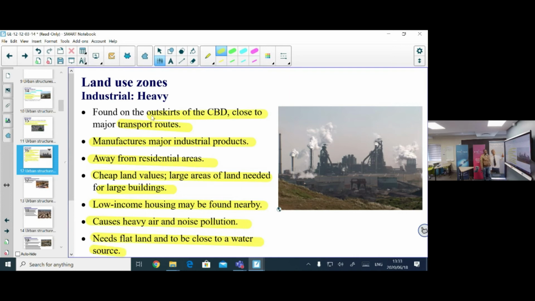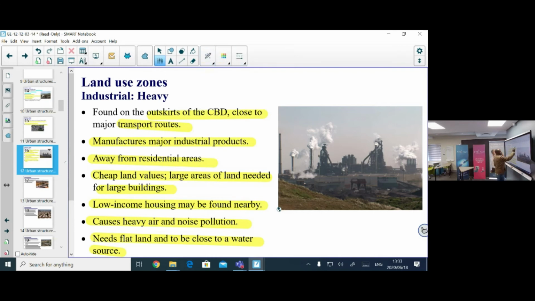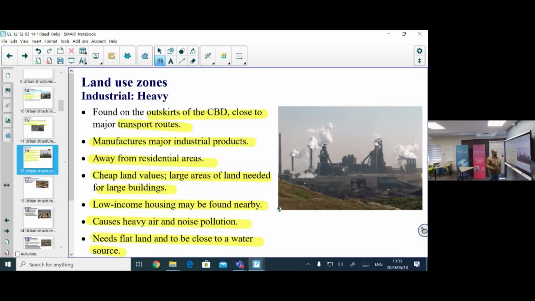So these are where most of the pollution is happening, as you can see in this picture here. You can see there are fumes of industrial smoke towering in the sky. So this is an example of a heavy industrial site. It cannot be situated near the residential areas or on the windward direction of the residential areas.